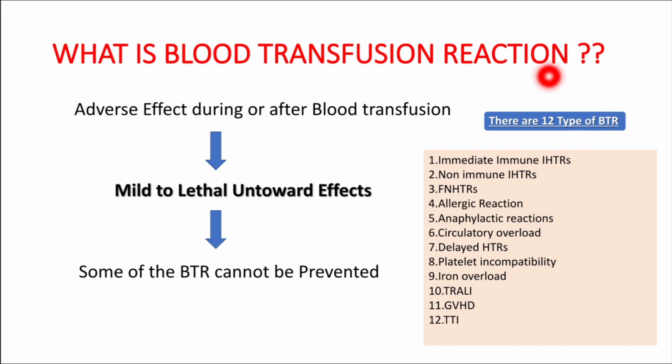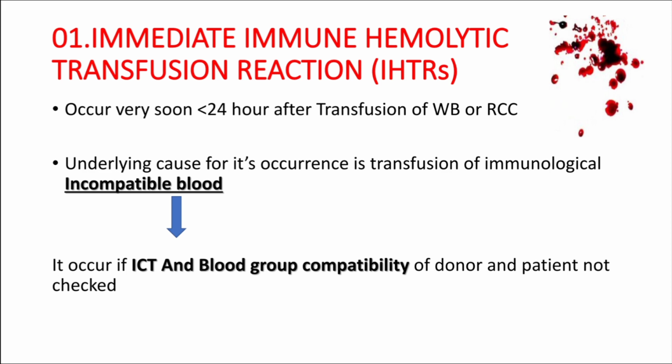So basically there are 12 types of blood transfusion reactions. Which are the 12 types? The first one is immediate immune hemolytic transfusion reaction. Second one is non-immune immediate hemolytic transfusion reaction. Third one is febrile non-hemolytic transfusion reaction. Fourth one is allergic reaction, then anaphylactic reaction, then circulatory overload, then delayed hemolytic reaction, then platelet incompatibility, then iron overload, then TRALI, then graft versus host disease, and finally transfusion transmitted infections. So these are the 12 types of adverse reaction, and we will see each adverse reaction in detail one by one. Alright, this lecture will be somewhat lengthy, so listen to it carefully. It will take time to explain the whole transfusion reaction.